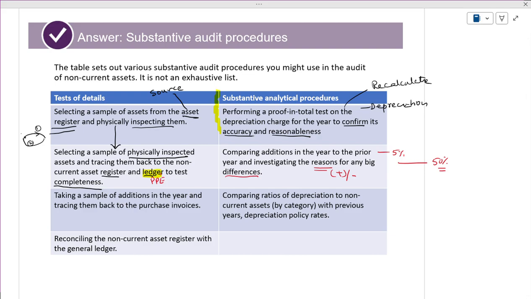There should be some reason. There should be a reason that it has been increased by 50%. Is it an investigation, any big difference? This is the second point.